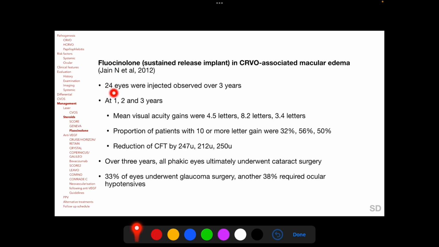A smaller uncontrolled trial also evaluated the efficacy of sustained release fluocinolone implant in CRVO-associated macular edema, and this trial reported the mean visual acuity gains, the proportion of patients gaining 10 or more letters, and the reduction of central foveal thickness at the end of 1, 2 and 3 years following injection of the fluocinolone implant. Over 3 years, the study observed that all phakic eyes ultimately had to undergo cataract surgery, and 33% of eyes underwent glaucoma surgery, and another 38% required ocular hypotensives.